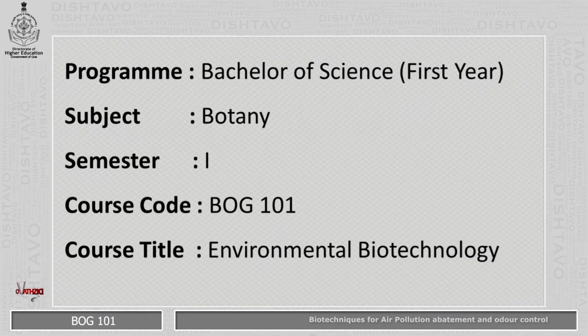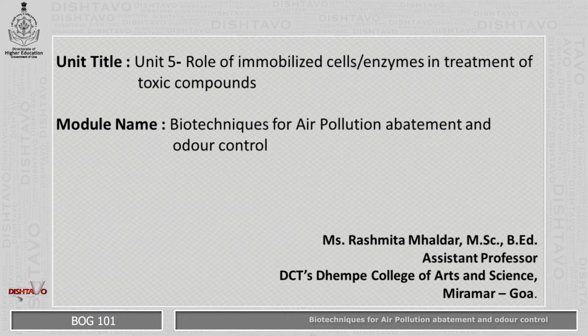So this module is for first year, Bachelor of Science, subject is Botany, Semester 1, course code is BOG 101, course title is Environmental Biotechnology. The title of the unit is Unit 5, Role of Immobilized Cells, Enzymes in the Treatment of Toxic Compound. Module name is Biotechniques for Air Pollution Abatement and Odor Control.